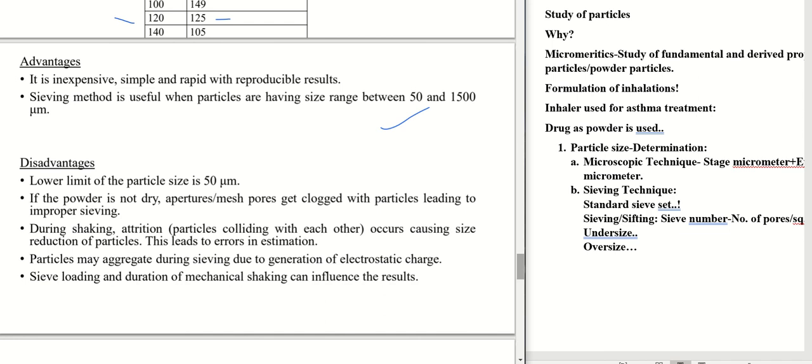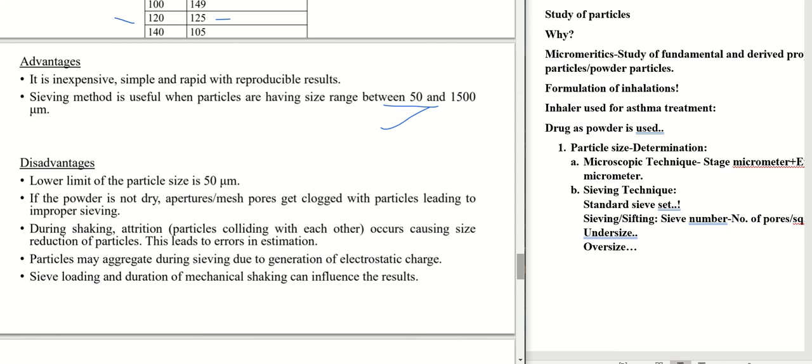The disadvantages include: below 50 microns, this method cannot be used much because we will not get precise data. And we should make sure the powder sample that we take for this experiment is very dry. If it has some moisture, it might clog the apertures, it might clog the mesh.